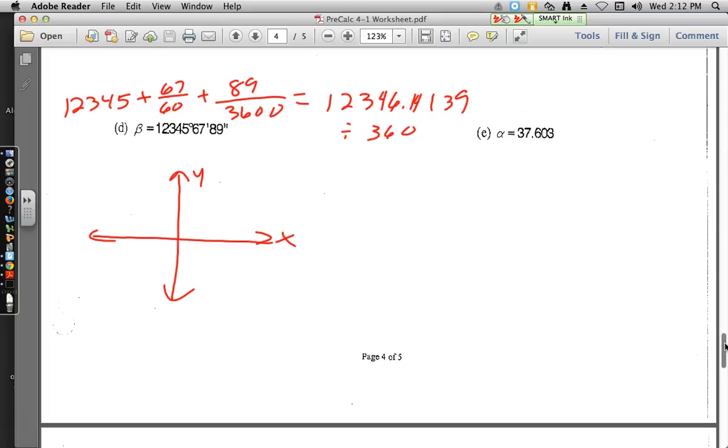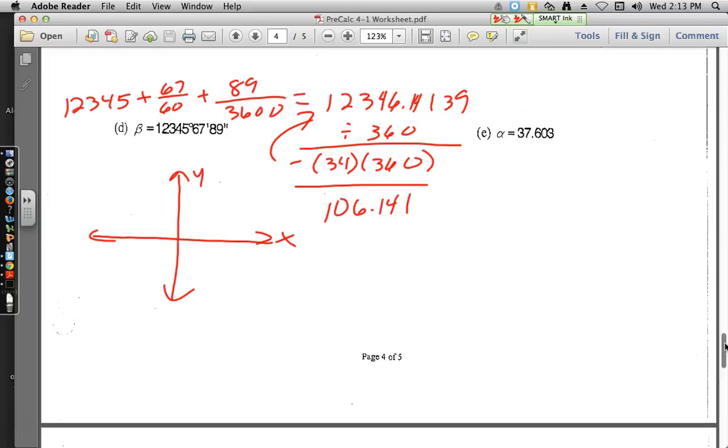Now that I have it in degrees, I'm going to divide by 360 to figure out my number of rotations. And when we do that, we get 33 and some change, actually 34 and some change. So we know what we have to do here is round down and take that 34 times 360 and subtract that from this angle to figure out where it's going to land. And when we do that, that is 106.141. So we start on the positive x-axis, realizing 34 times, so we'll really go overboard here with this.